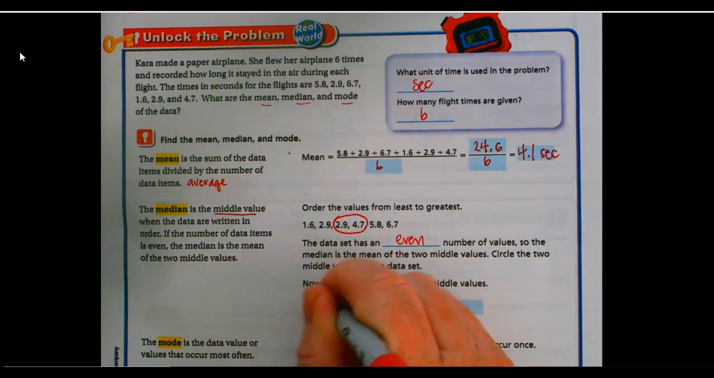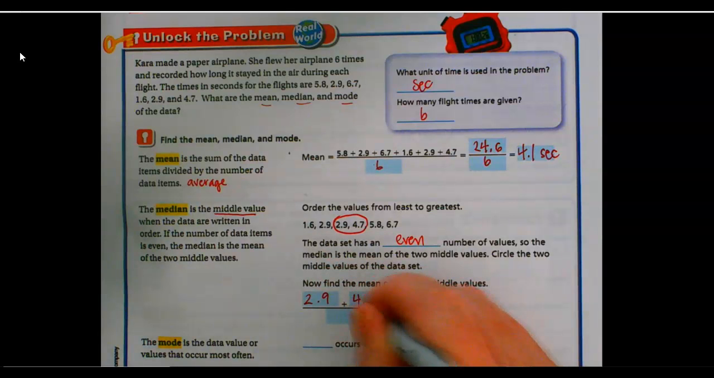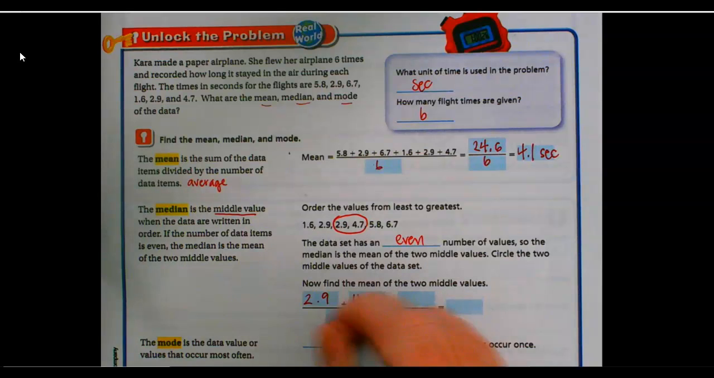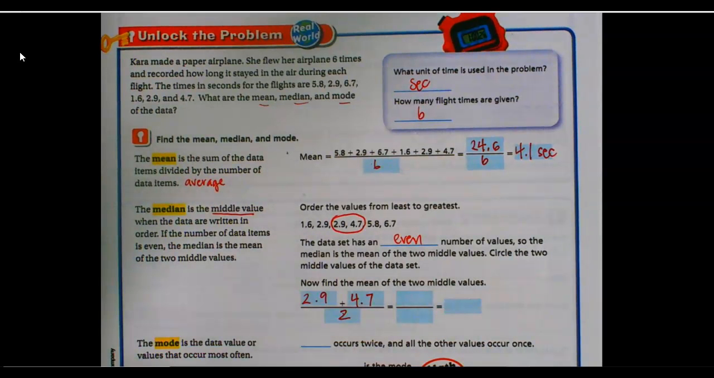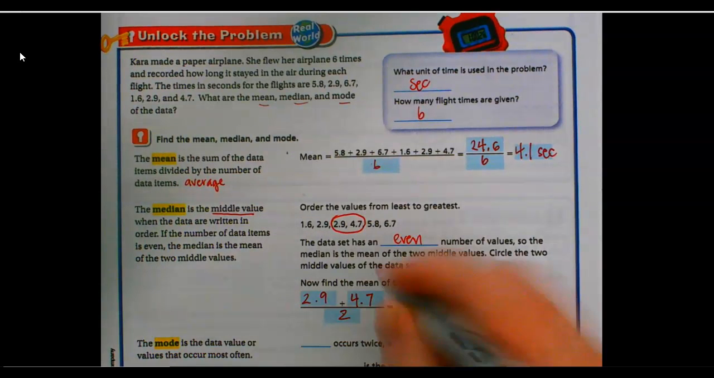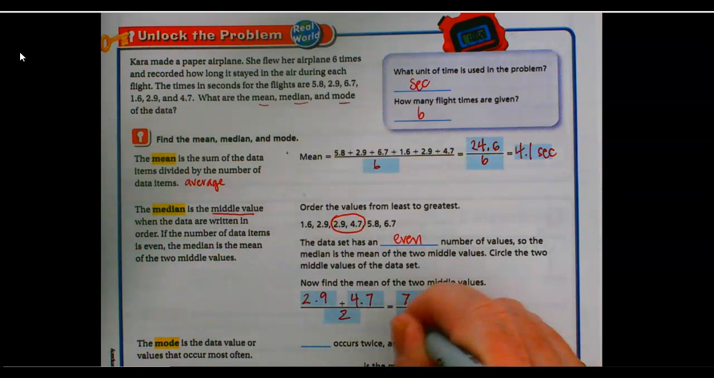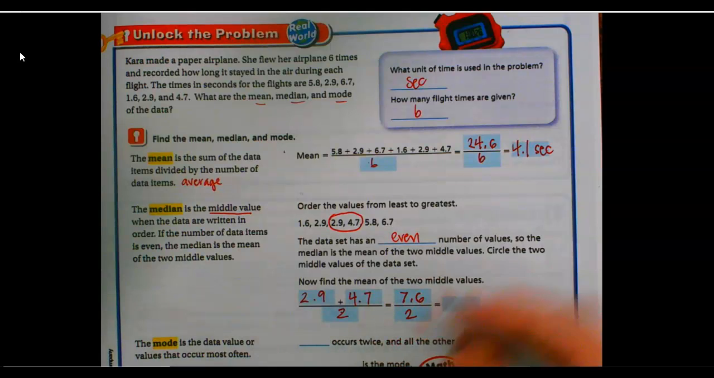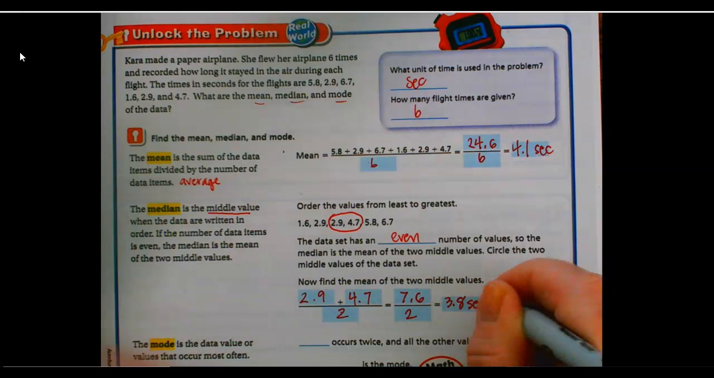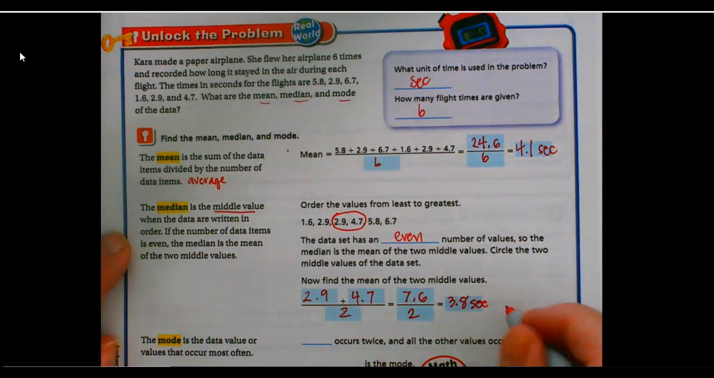So you add 2 and 9/10 and 4 and 7/10. You'll be dividing that by 2. When you add these 2 up, it's 7 and 6/10. Again, you're dividing that by 2 and get 3.8 seconds. So the median, the middle value, is 3 and 8/10 seconds.